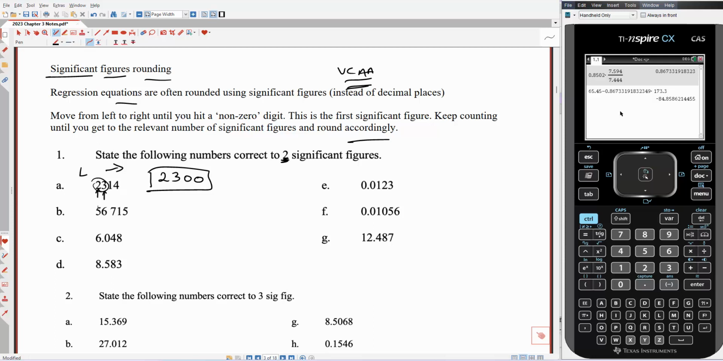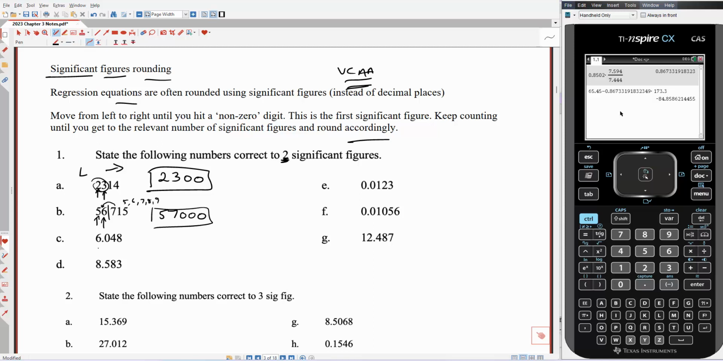Okay, let's try B. All right, so here is the first significant figure. Here is the second significant figure. So we've got our two significant figures here, so I'm going to write down 5. This 6 here, though, this time is not going to stay as a 6, because this number here suggests it should go up by 1, where this number is a 5, 6, 7, 8, or 9. So that means that that is going to go up by 1. So that's going to be 57, and then we're going to replace the rest of them with zeros. Okay, so that's rounded to two significant figures.